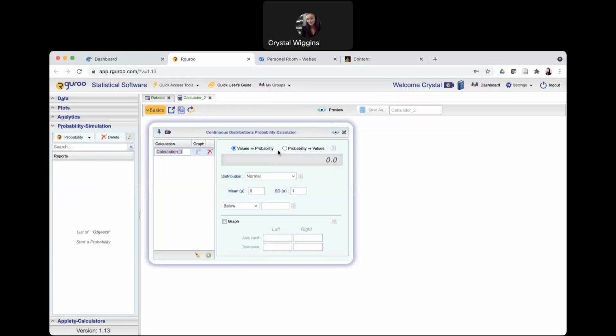So if the problem is asking us to find a value, then we want to make sure the arrow is pointing to values, because that tells us that this gray box is going to spit out values. And if the problem is asking us to find the area under the curve, also known as the probability for the continuous probability, we want the arrow pointed to probability.